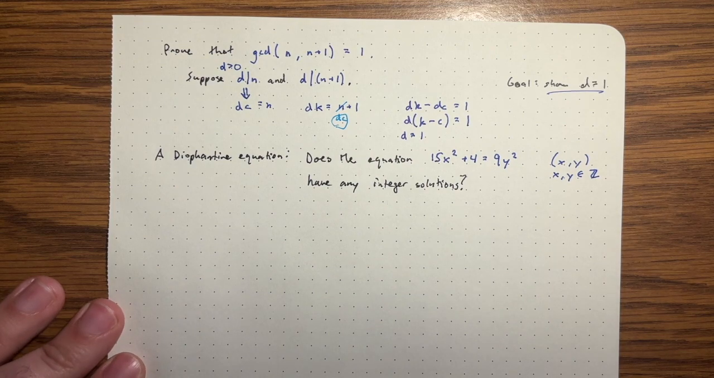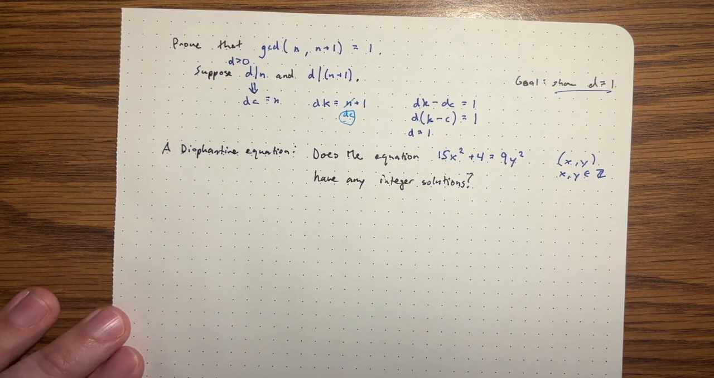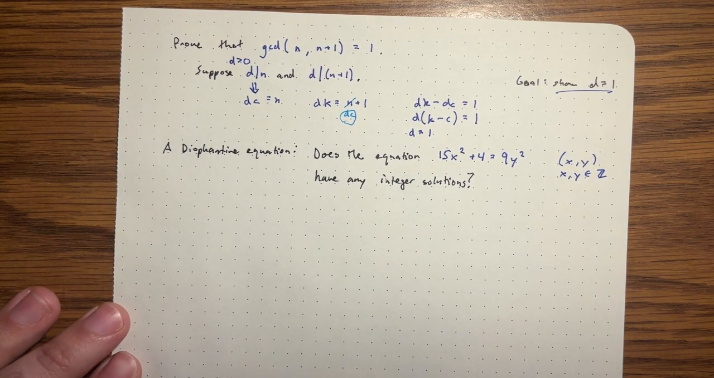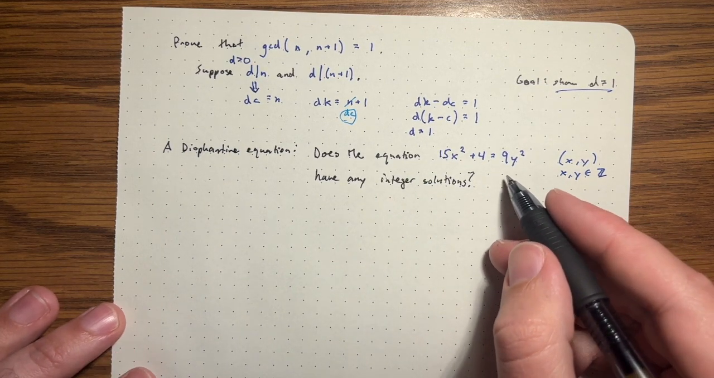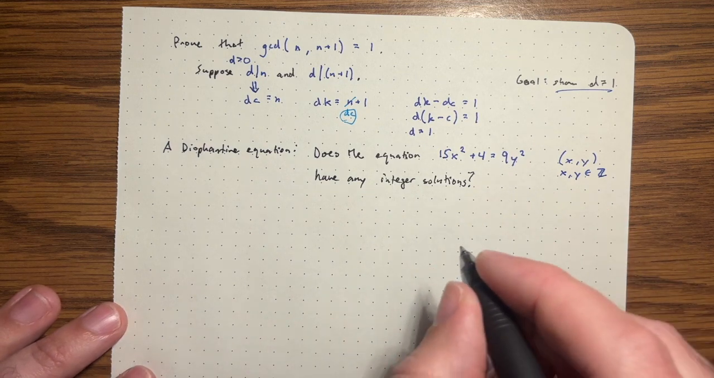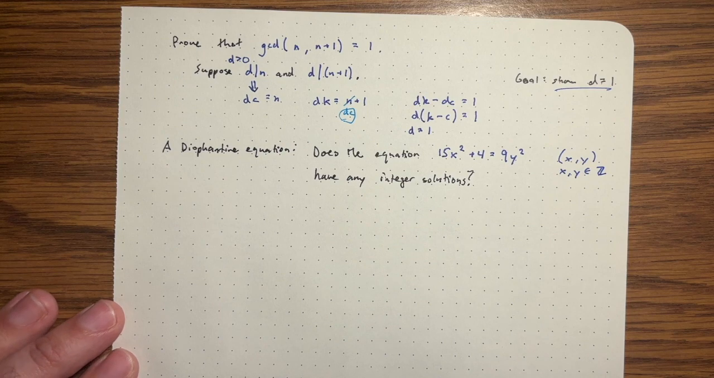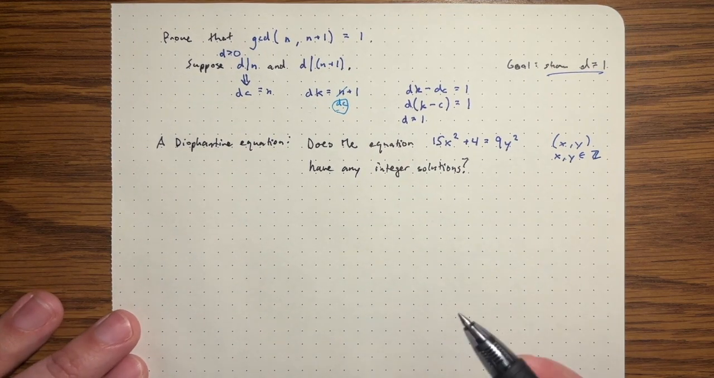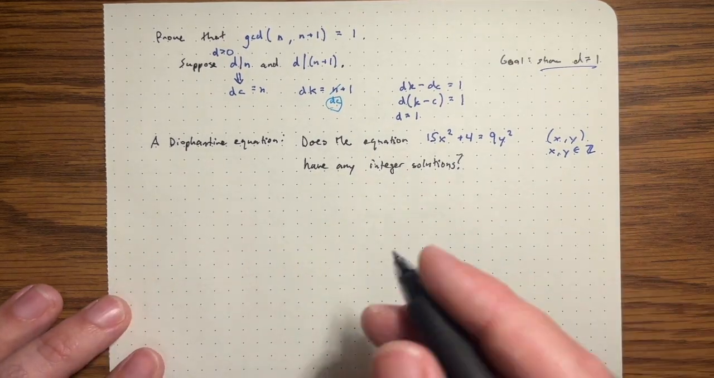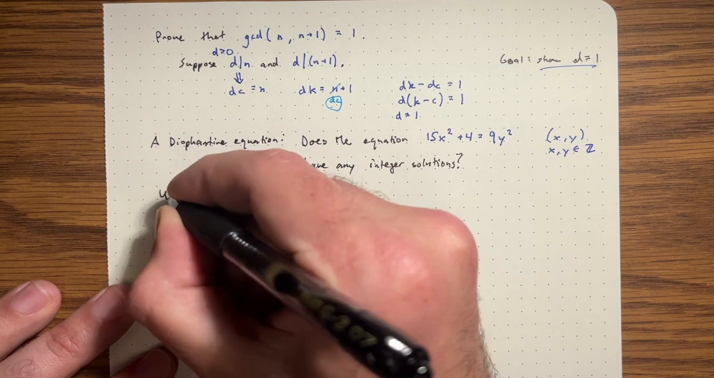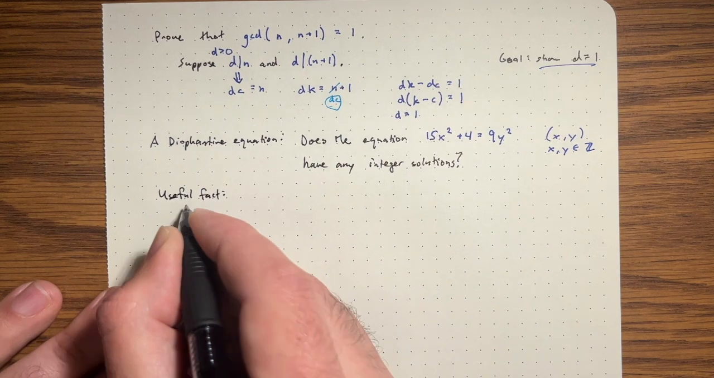Okay, so you can try plugging in some numbers, see if you can find any solutions. That's often one good way to start. Often what you can do is use divisibility to rule out either certain solutions or solutions altogether. In this case, we can actually rule out solutions altogether by using divisibility in a clever way. So first of all, I'll isolate this useful fact. This is a fact that we're going to be using a lot.